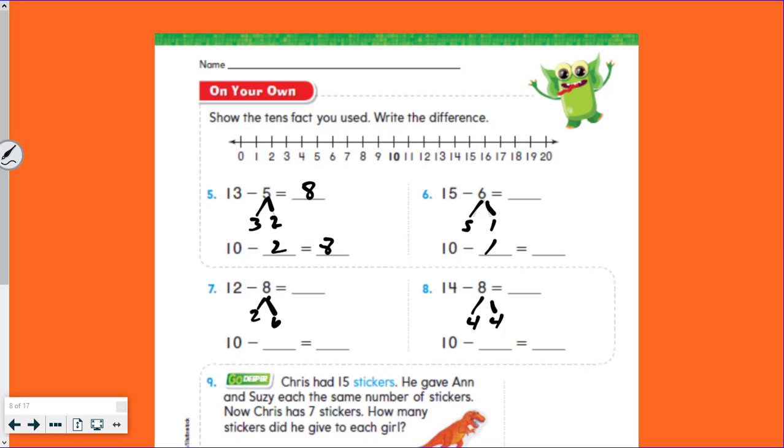10 minus 1. So that's 9. This one's going to be 10 minus 6. So that answer is 4. So we write 4 there. And this one's going to be 10 minus 4 because there's 2 fours. We already did the first 4, now we're doing the second 4. So 10 minus 4 is 6. So that's the strategy for those ones.